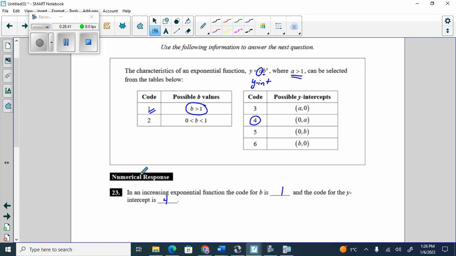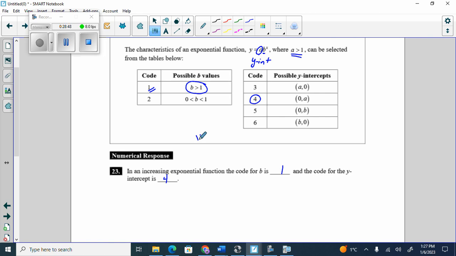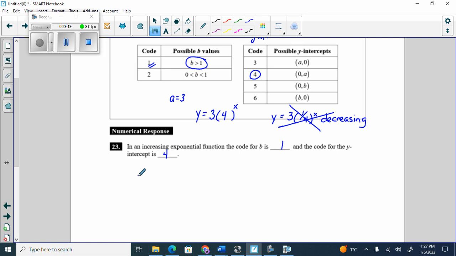So it's 4. Say you forget. If you completely blank, remember you can put in numbers. You could go y equals, I'm going to say a is 3, right? So I can go 3, and then I try a b that's greater than 1. So I try a 4, and I see that it's increasing. And then I could try y equals 3 and try a half or a quarter, and I'll see that this is decreasing. So I know this is out. Remember, you can use your calculator by filling in things. So remember when we have y equals a, b to the x, just a little reminder, that this is your y-intercept.